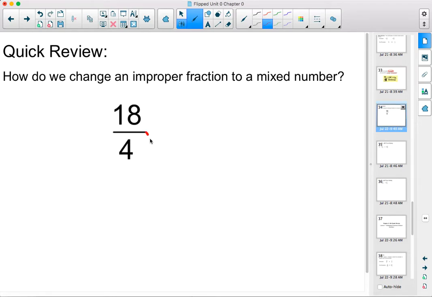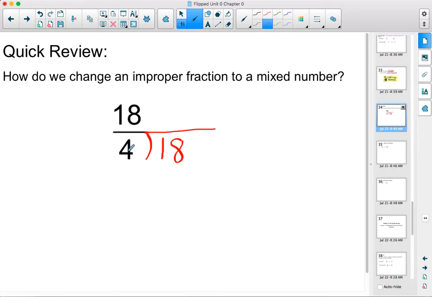So the key to doing this job is to divide. But we do not divide into decimals here. A lot of students make that mistake. We want to divide and we want to get a remainder answer. Okay? So the 18 is going to drop into the house, and we need to figure out just how many times 4 goes into 18. That's going to tell us our whole number piece.